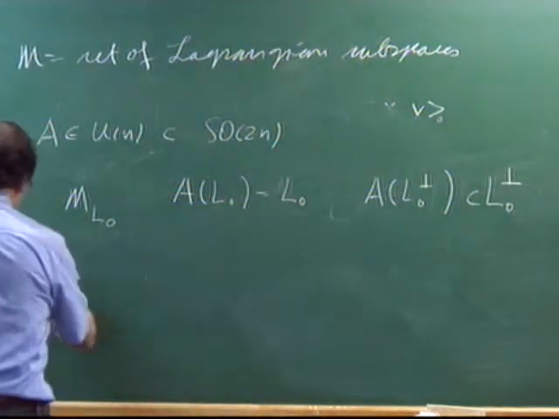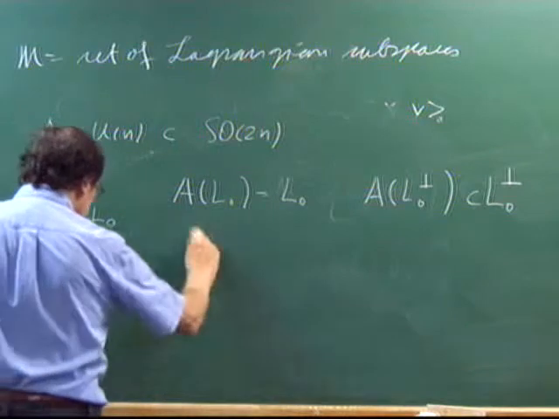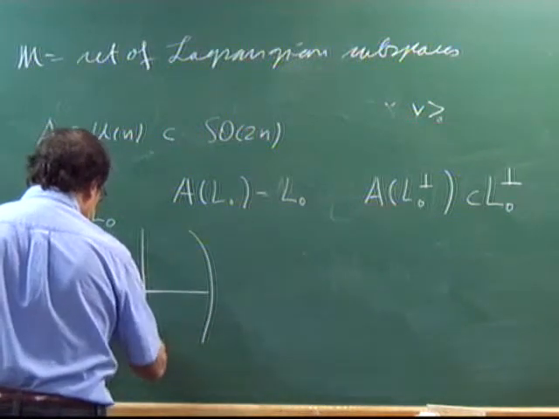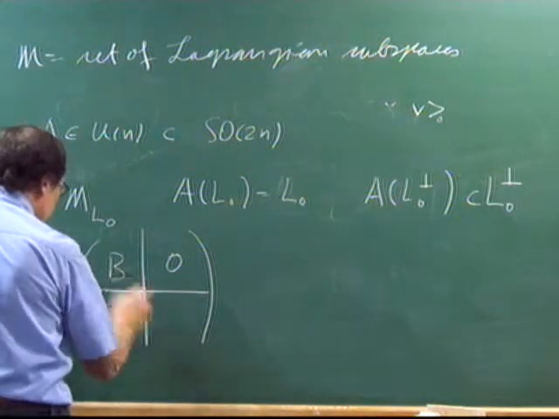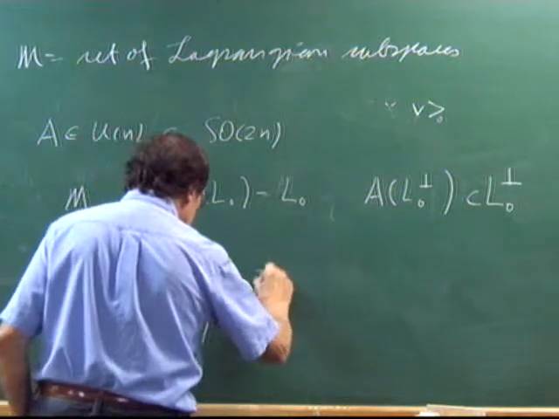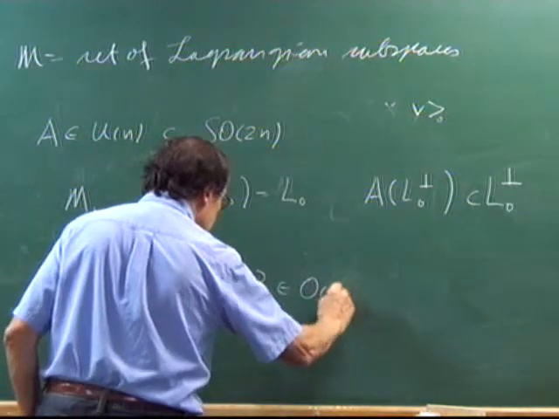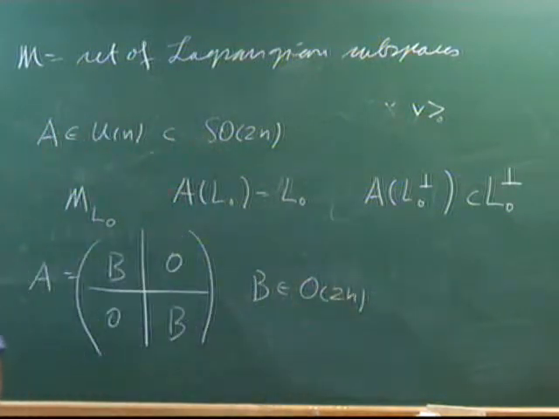So A breaks up in block form. And the question is, what are those blocks? I claim it should break up into block form where this is a B and this is a B, and B lies in O2n. That's my claim. So block form is clear. The additional claim I make is that these two off-diagonal matrices are equal to each other.